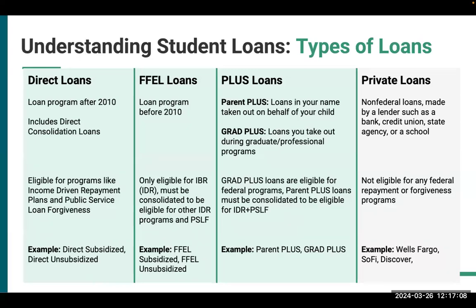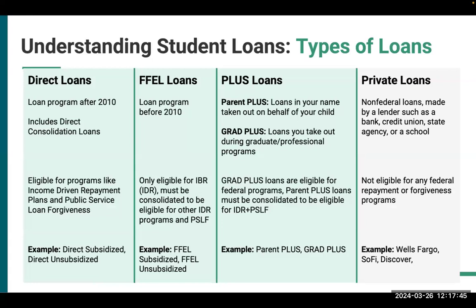Now, before I move on, I just wanted to briefly touch on private loans. Private loans are obviously non-federal loans made by a lender such as a bank, credit union, state agency, or a school. All right. Now, these loans, unfortunately, are not eligible for any federal repayment, forgiveness, or relief programs. And there's no corrective action like a consolidation that you can take to make them eligible.